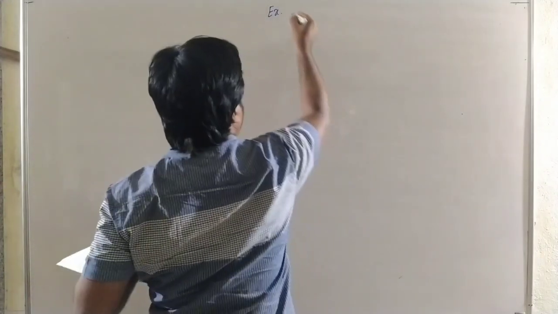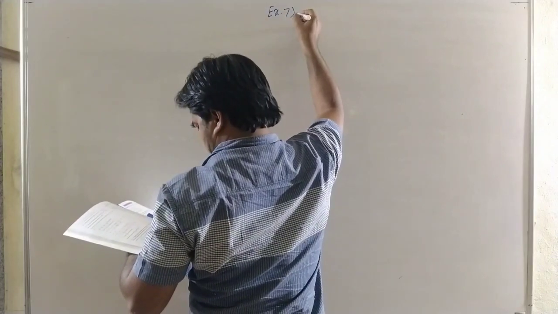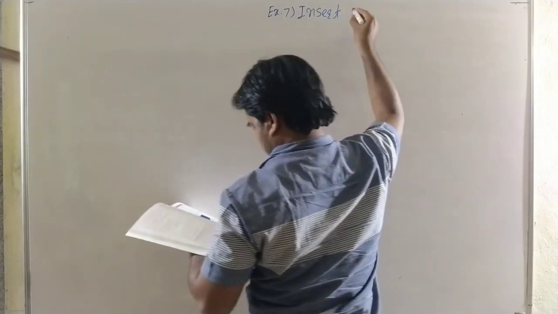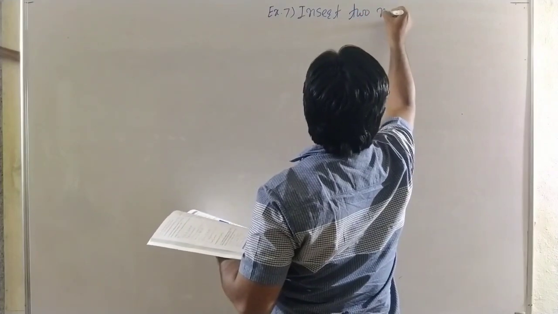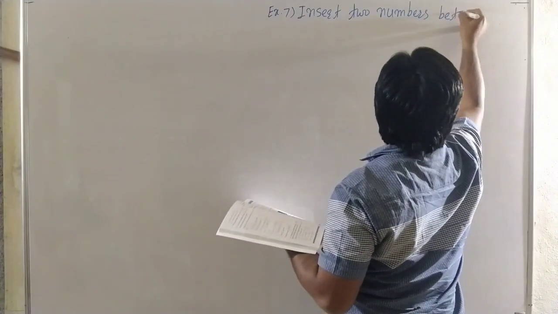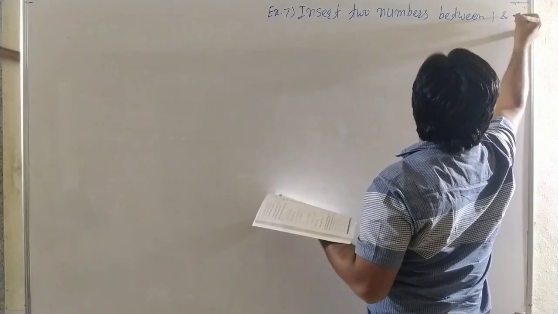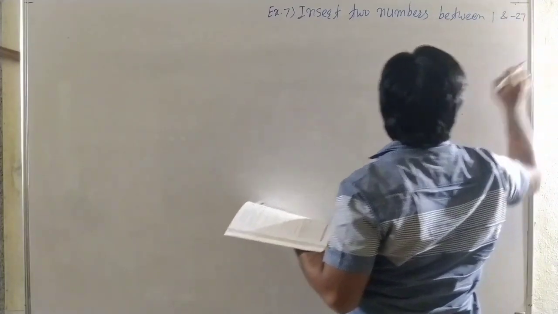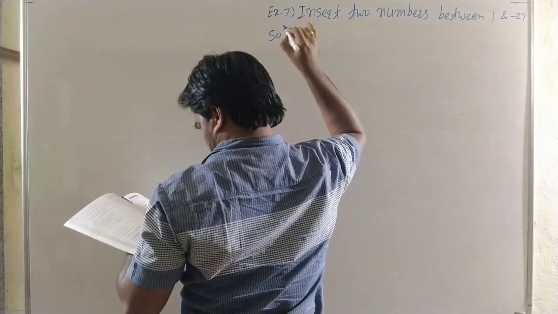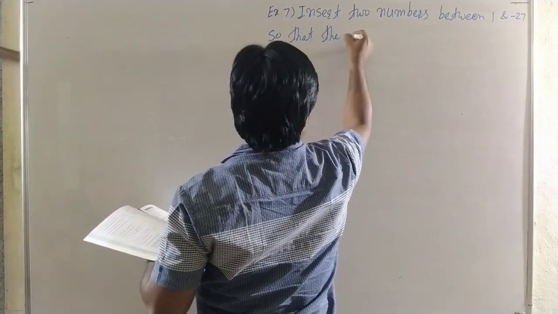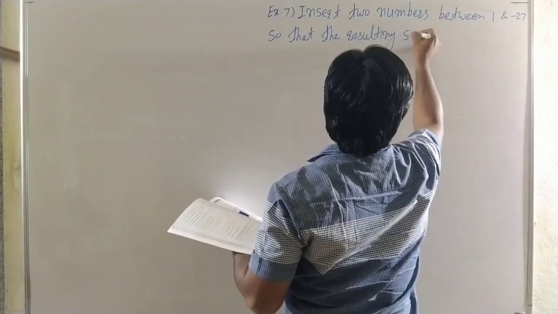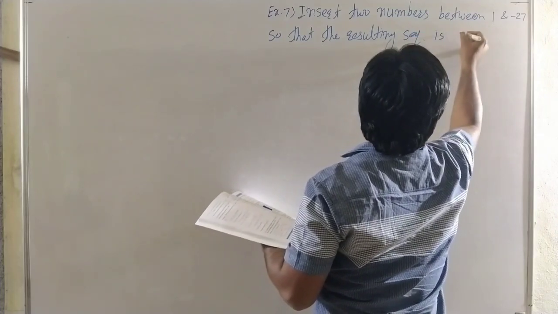Next, example number 7. Same, insert two numbers between 1 and minus 27, so that the resulting sequence is a geometric progression.